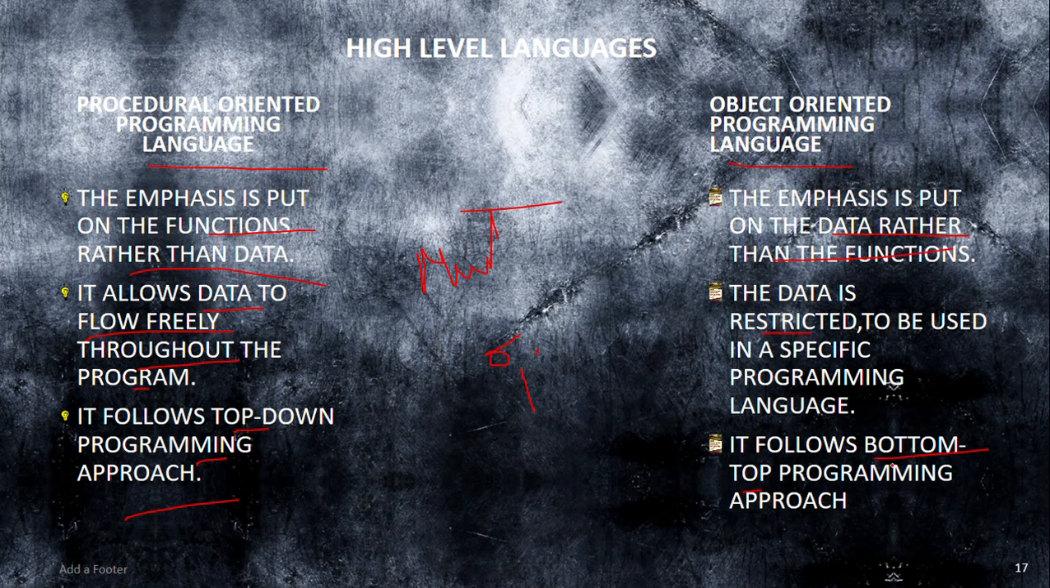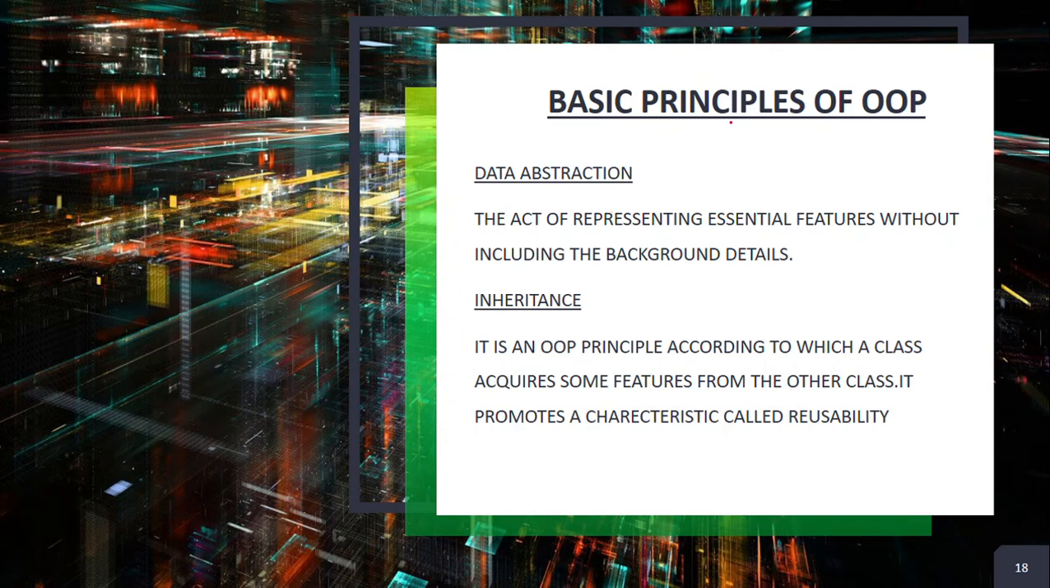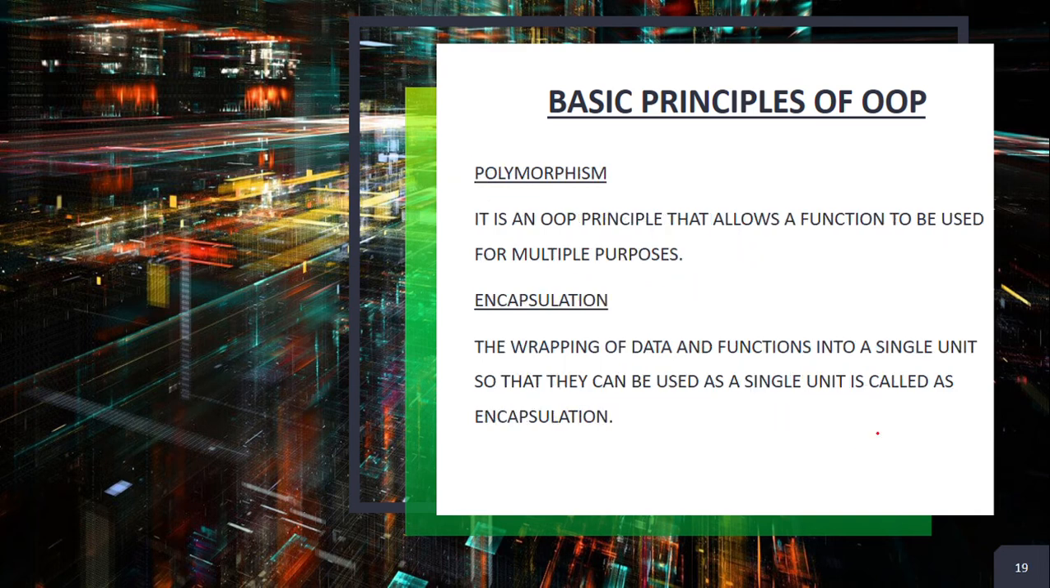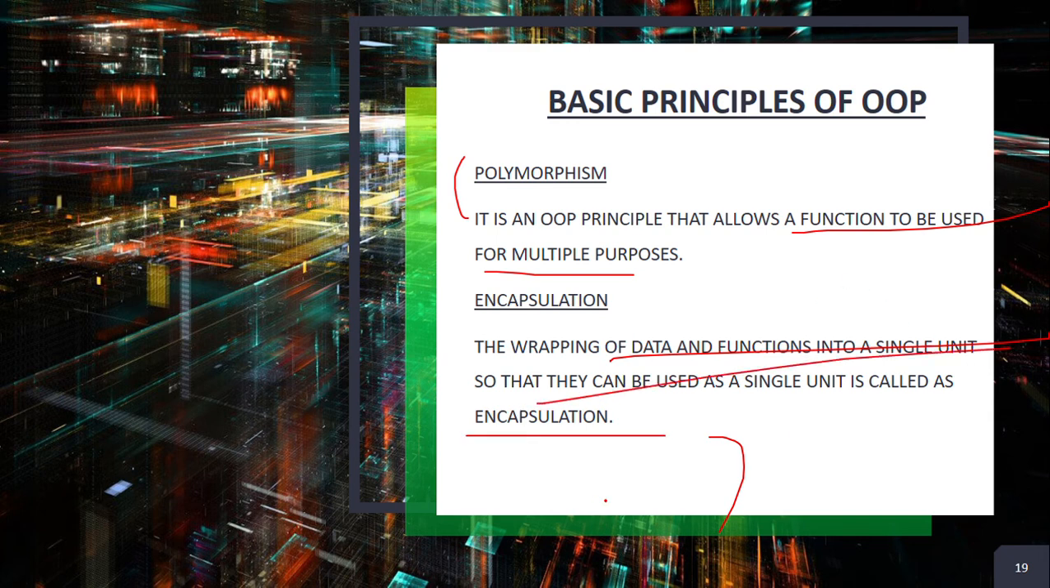That's it. Next, now we are going to study the basic principles of OOP. So just read through this. Abstraction: the act of representing essential features without including background details. Inheritance: some features from the other class. It promotes a characteristic called reusability. Next, polymorphism allows a function to be used for multiple purposes. Just read all this, okay? These are definitions, nothing to explain. Wrapping of data and functions so they can be used as a single unit is called encapsulation.